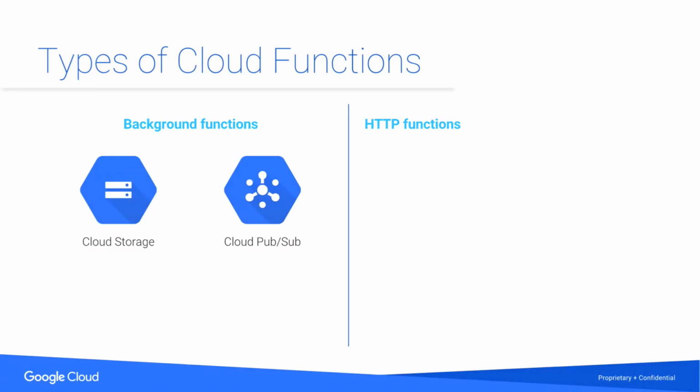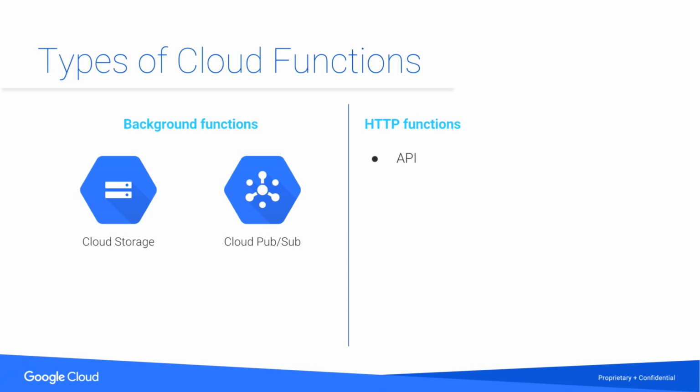So there are different types of Cloud Functions. One are background functions, which are events that we have inside of the platform. And you can trigger those events from Cloud Storage or from Cloud Pub/Sub based on a topic. An example of this would be I'm storing an image to Cloud Storage, and then I'm automatically generating a thumbnail for that image. Or maybe I'm calling the Cloud Vision API to understand what might be in that image.